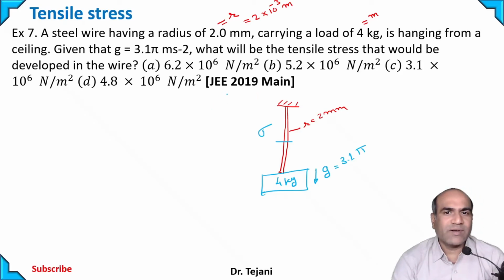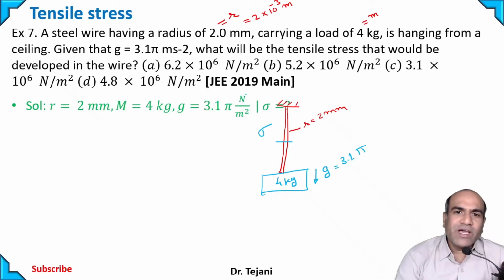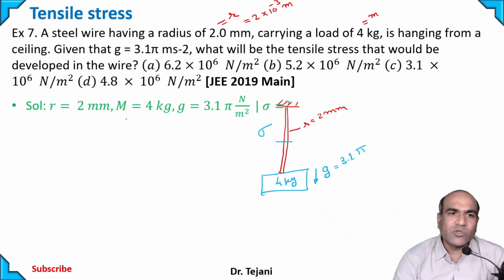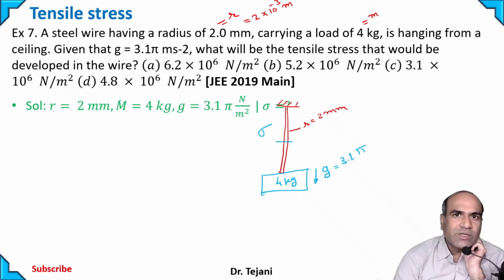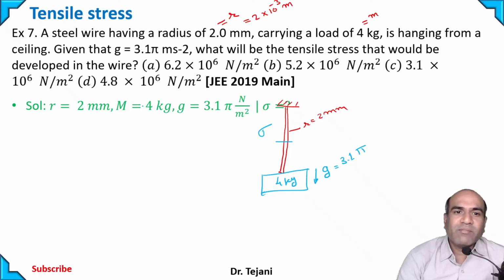JEE 2019, the main examination, this question was asked. So we have the radius given, r is equal to 2 millimeter. We can convert this into meter. Mass is given, 4 kilogram. So we need to convert this into force, and force is equal to mass multiplied by g. We know that very well. And g is given as 3.1.